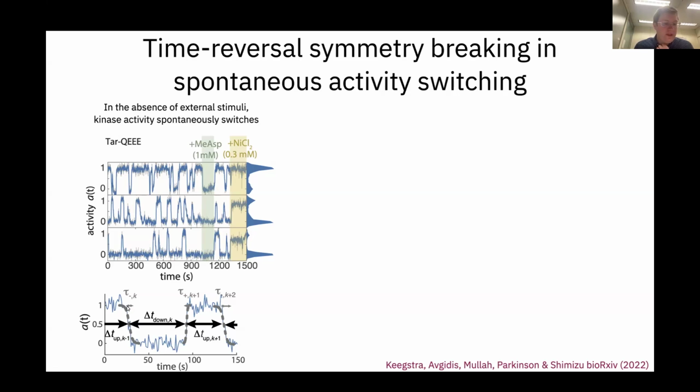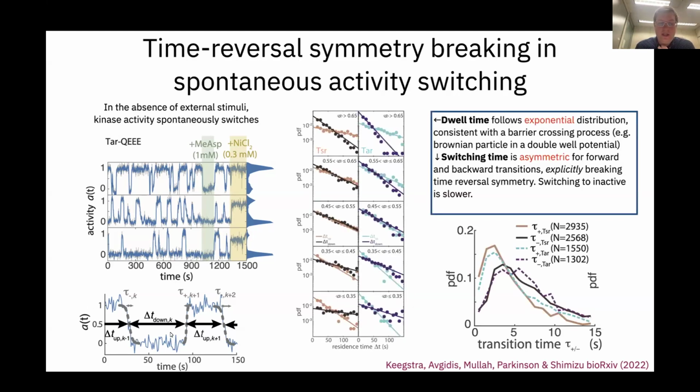From these dynamics, we can extract various timescales. There's dwell times, how long the system stays in the active or inactive state. And there's also transient switching times, how long it takes when the system actually executes a switch to go from active to inactive. The dwell times are reasonably long. They're 50 to 100 seconds, and they're exponentially distributed. And the switching times have a maybe not surprising, but interesting asymmetry between them. The switching times to the inactive state tend to be longer than the switching times to the active state.